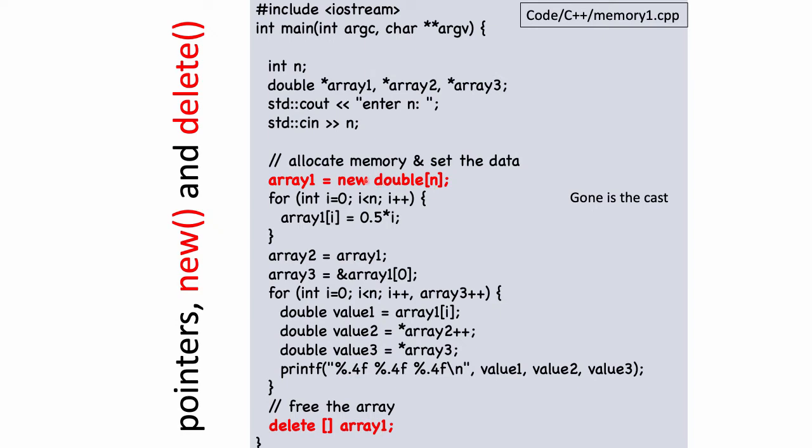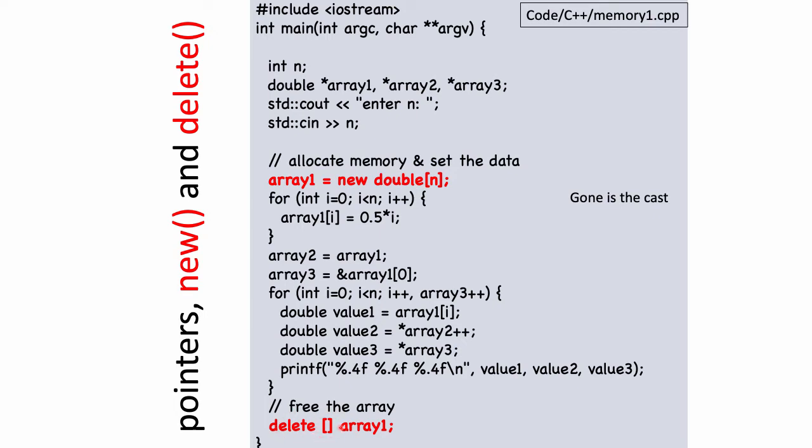Also, we no longer have to do that cast from void pointer to whatever type we have, so that cast is gone. So this new looks a lot cleaner. It is what replaces malloc. And also down here, this is what is replacing free.